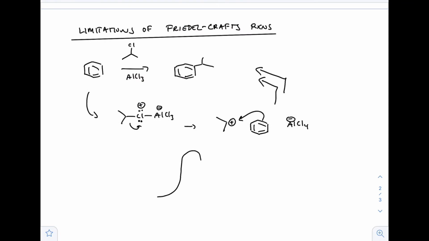what's the limitation here, right? So let's look at the energy curve. If we have our, let me draw it out for you. This would be our carbocation intermediate.